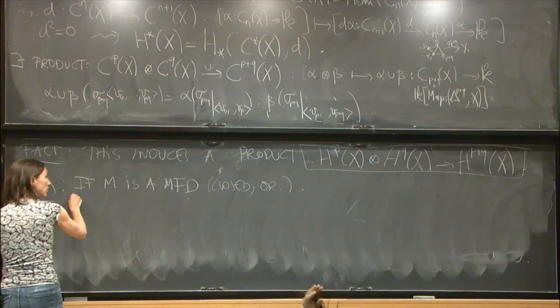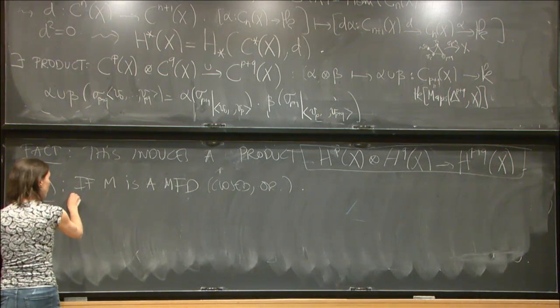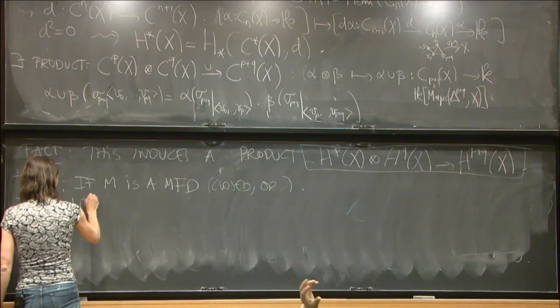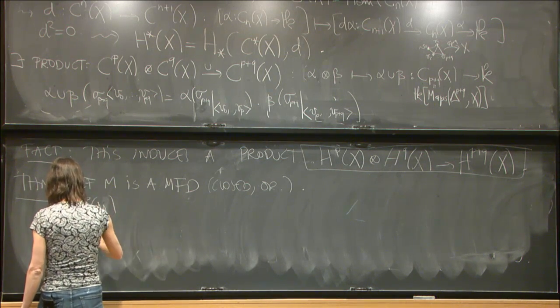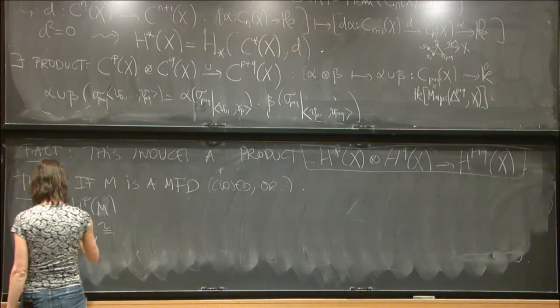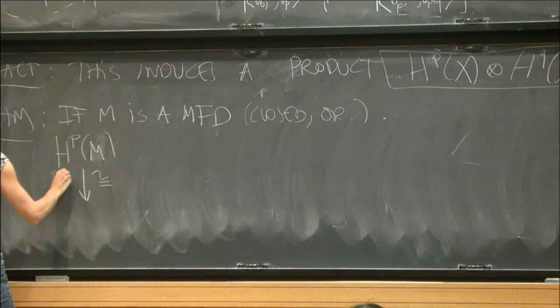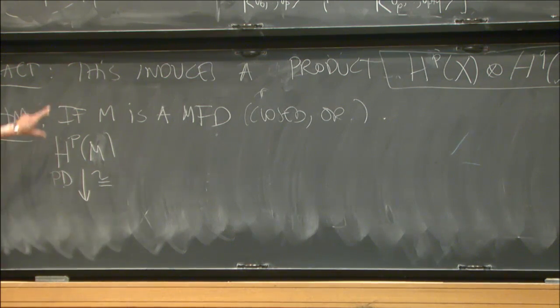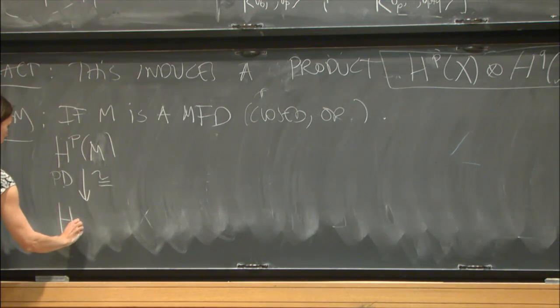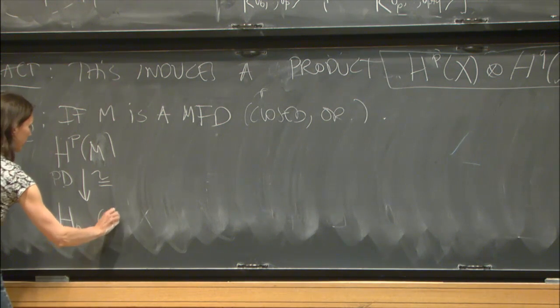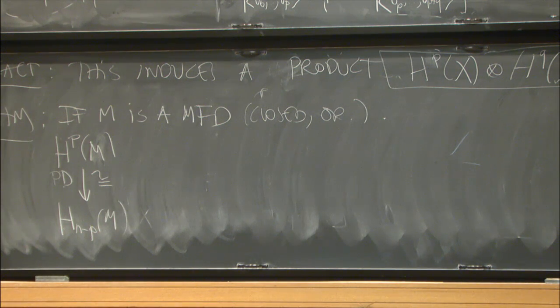What do we want to do? Cohomology here. The cohomology H^P of M is isomorphic, by a map called Poincaré duality, where you cap with a fundamental class. This is a map which is very much like this sort of thing. It goes to H_{N minus P} of M. Let's take this as a fact. If you haven't seen this before, I won't have time to do this, but there is an isomorphism.